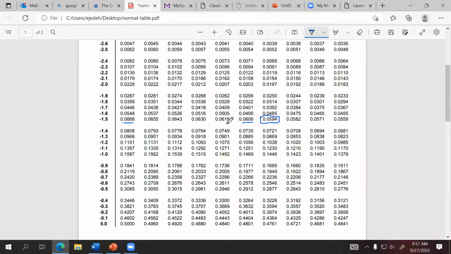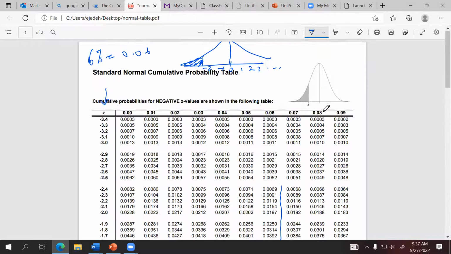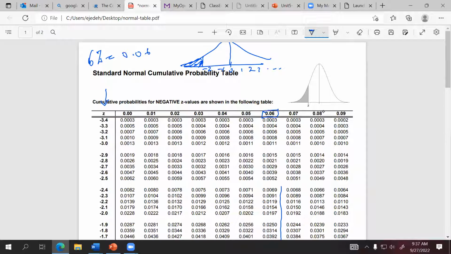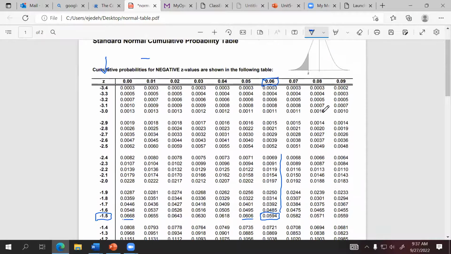Since this is the closest we could get, 0.0606, it's bigger, so we are taking the next closest that is smaller than the value. We are looking at the z value of negative 1.5. We found the answer, the area under 0.06. So if you have negative 1.5, and you are adding 0.06.